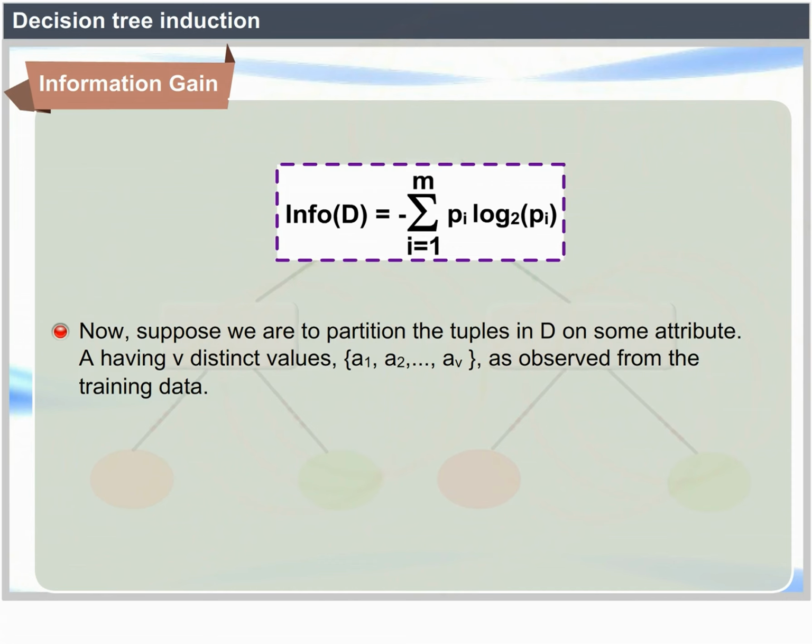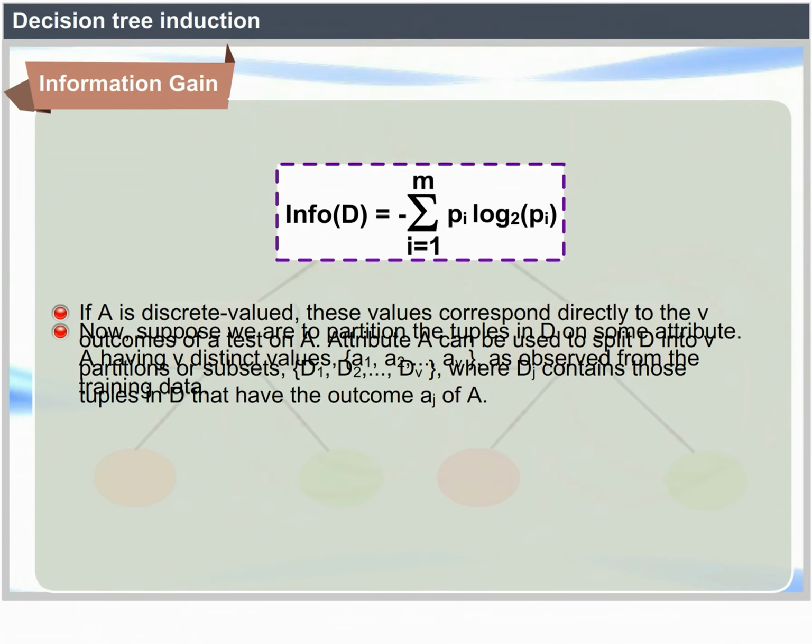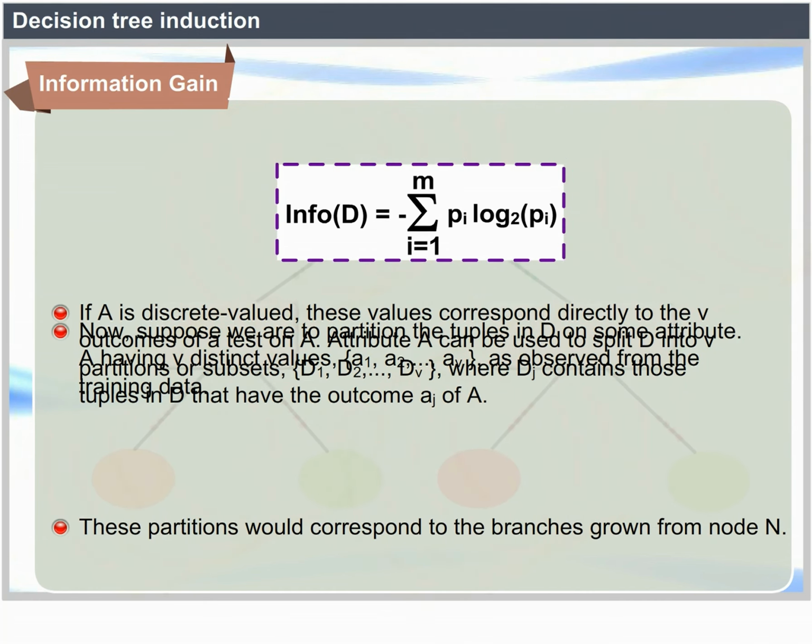Now, suppose we were to partition the tuples in D on some attribute A having v distinct values, a1, a2, going up to av, as observed from the training data. If A is discrete valued, these values correspond directly to the v outcomes of a test on A. Attribute A can be used to split D into v partitions or subsets, D1, D2, going on up to Dv, where Dj contains those tuples in D that have outcome aj of A. These partitions would correspond to the branches grown from node N.